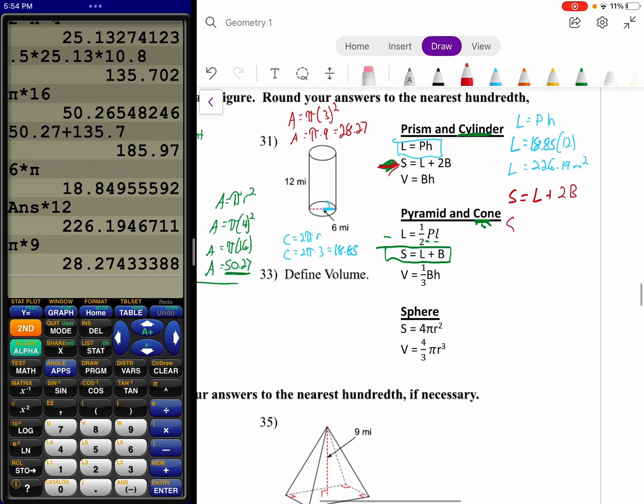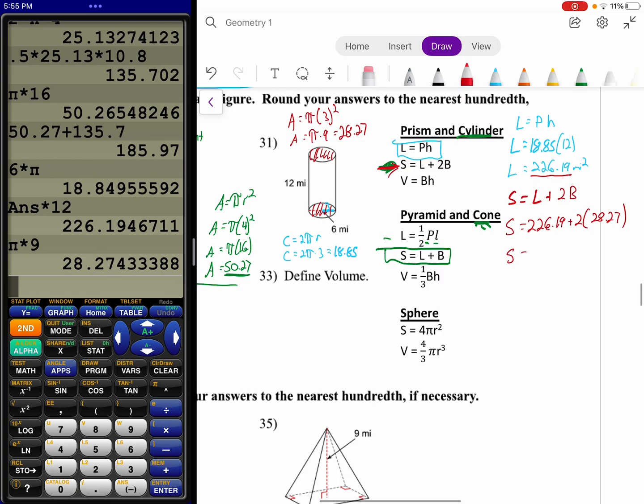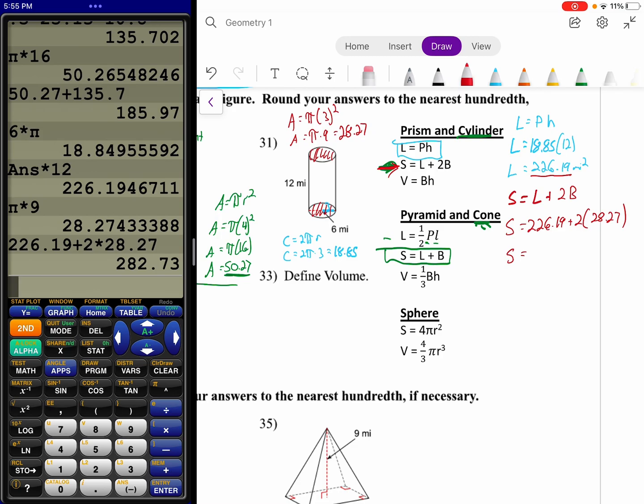So we know surface area is the lateral area, which we found already, plus 2 times the area of the base, because obviously there are 2 bases. So the top circle and the bottom circle. So 2 times 28.27. We can just type that all into our calculator. 226.19 plus 2 times 28.27. Surface area, 282.73 miles squared.